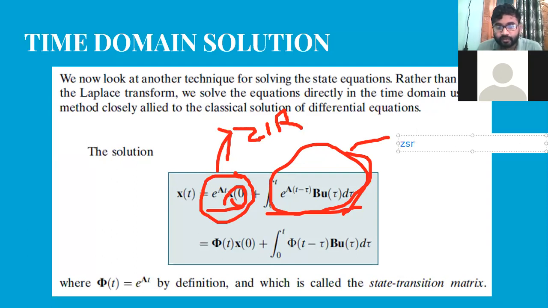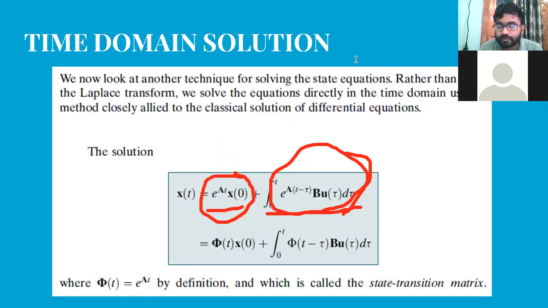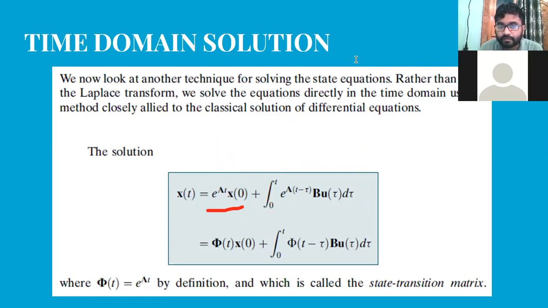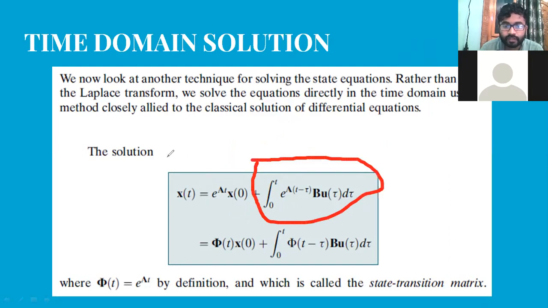In first term, there is no input. In second term, there is no state. So it is called zero state response, and it is called zero input response. The same is true for the Laplace solution also. That is also having two terms, zero input response and zero state response. In fact, if you don't have any input on the system, then you won't get this term. Only you will get this term.